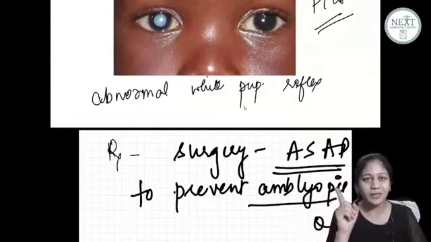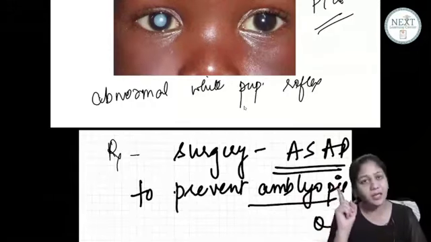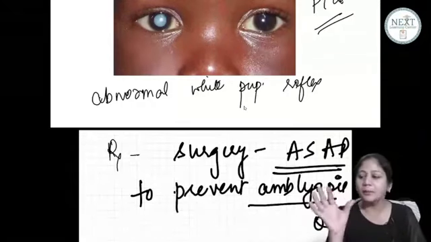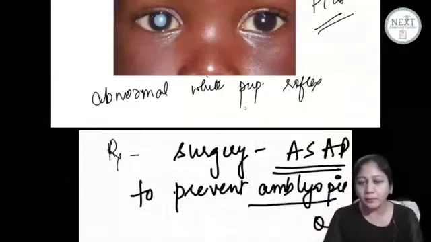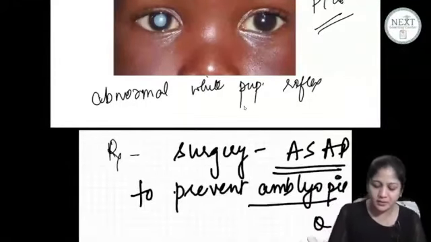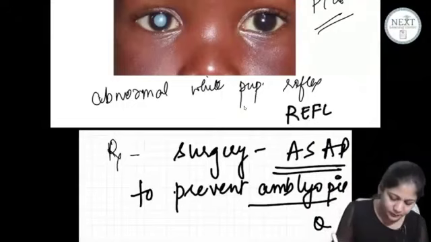So you have to remove the cataract again. How? You do a surgery. Again the same cataract surgery, but this time, leukocoria, abnormal white pupillary reflex. Abnormal white pupillary reflex. Okay.